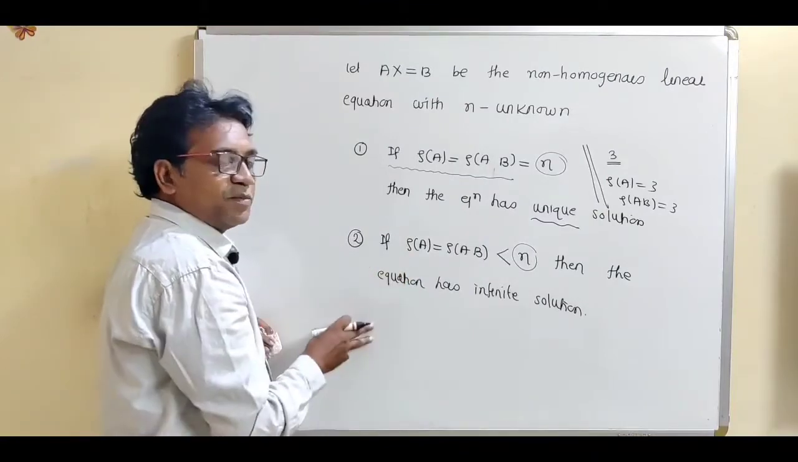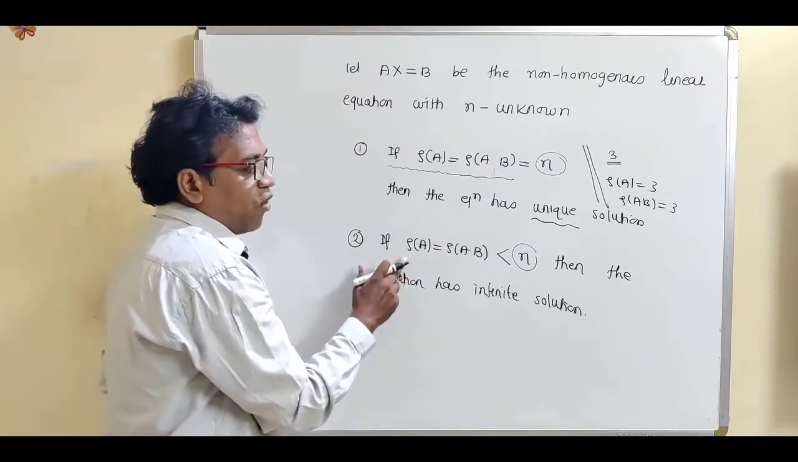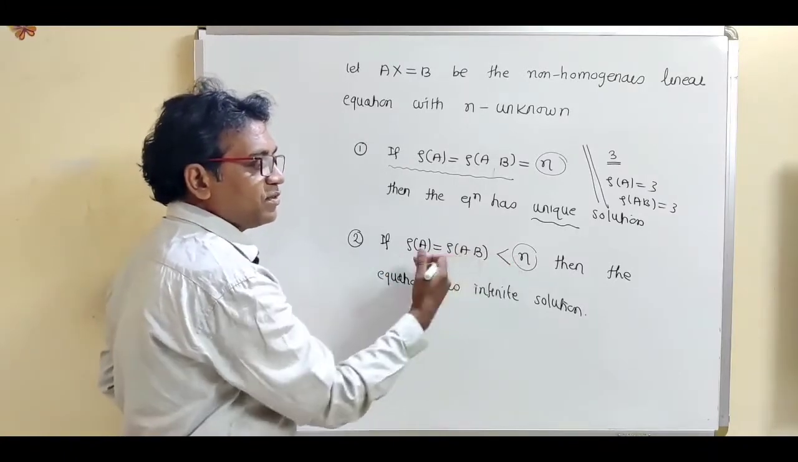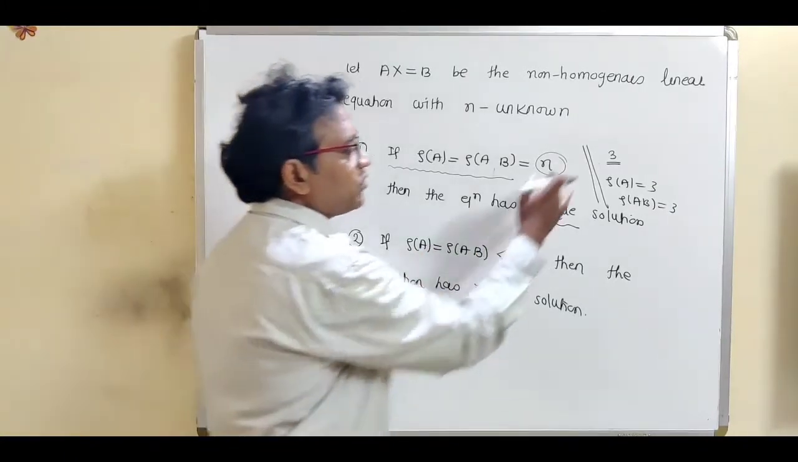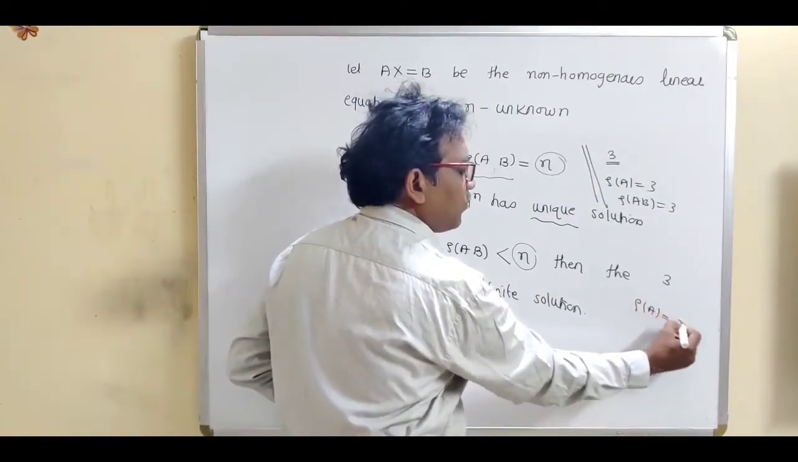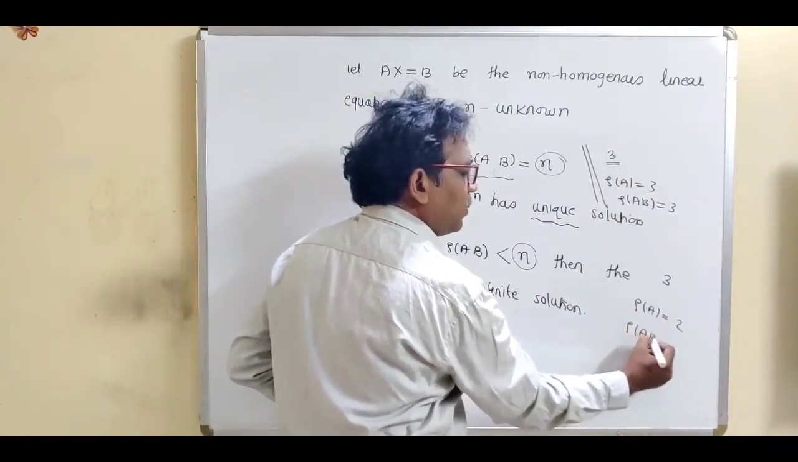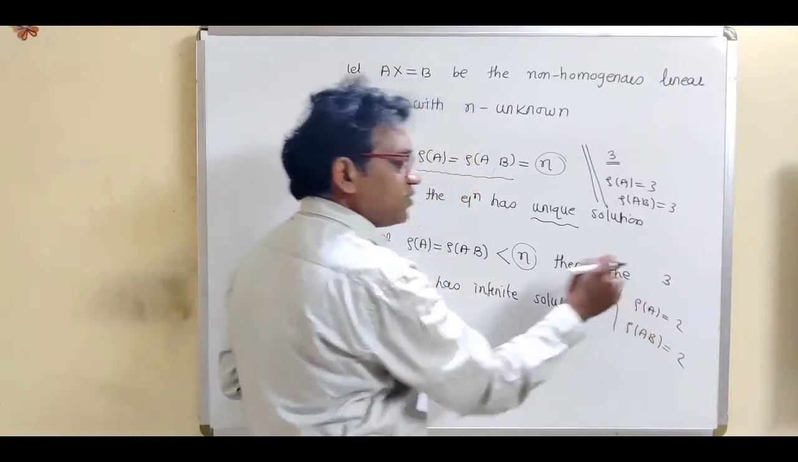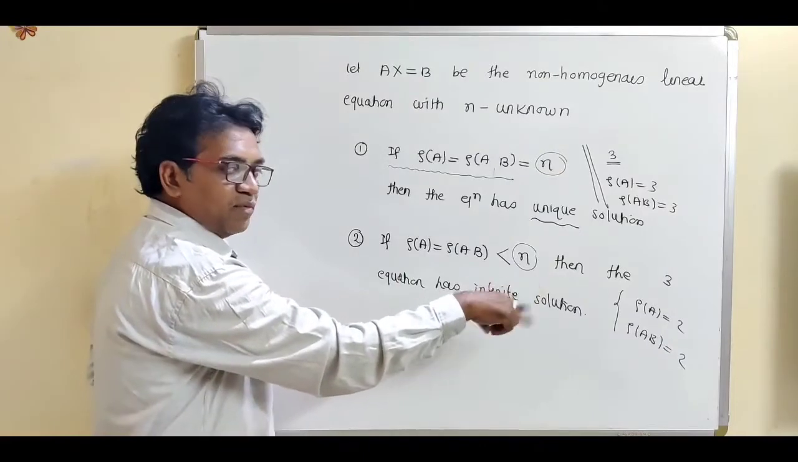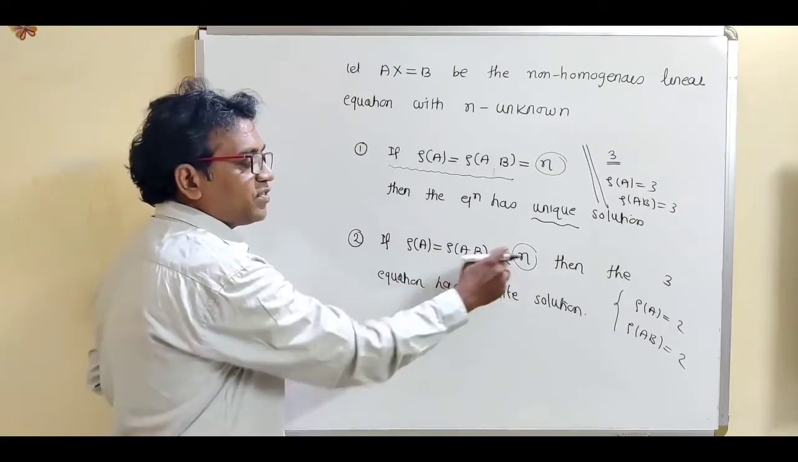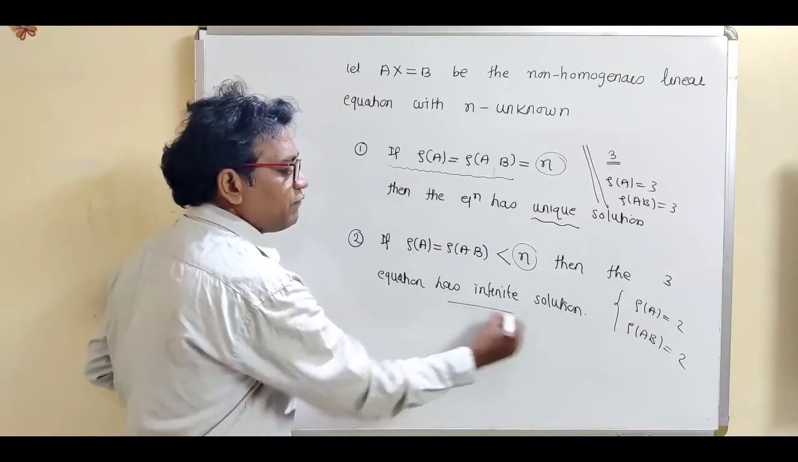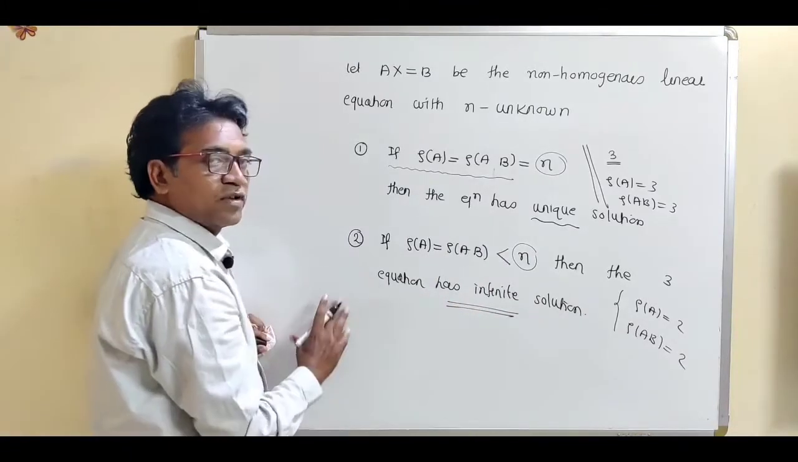And what is the second statement? If rank of A and rank of AB are both equal, and it is less than the number of unknowns, suppose there are 3 unknowns, and you find the rank of A is 2 and the rank of AB is again 2, suppose this is the case. If rank of A and rank of AB are both equal and less than the number of unknowns, then the system has infinitely many solutions.